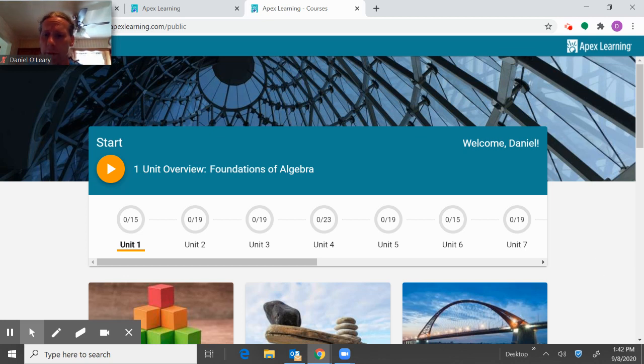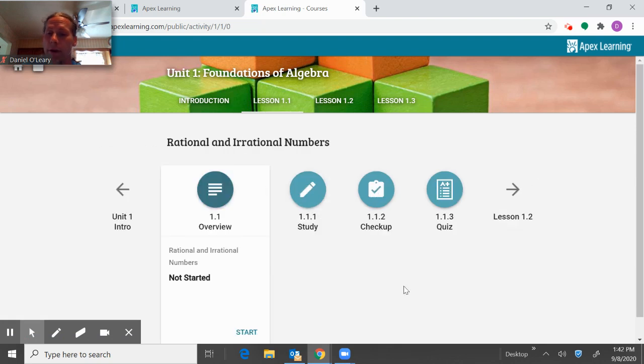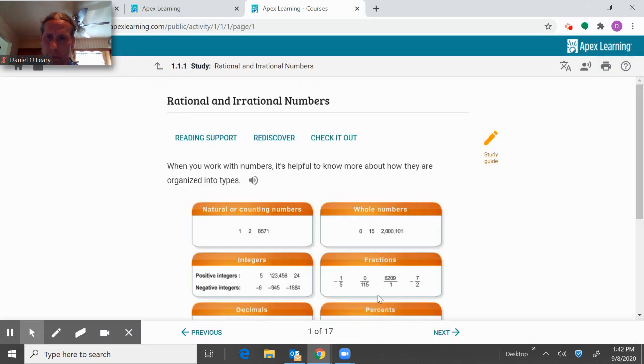So what we're going to do is look just at Unit 1, getting into the program, kind of a refresher for those that have been here before. And if you've never been on Apex before, this will help you too. Unit 1, overview. We're not going to worry about that. You can click on it if you want to see what the overview is. I'm more interested in you seeing the study. Once you're done with the study, you can take the checkup if you want, or go over to the quiz. All right, so I'm going to click on here.